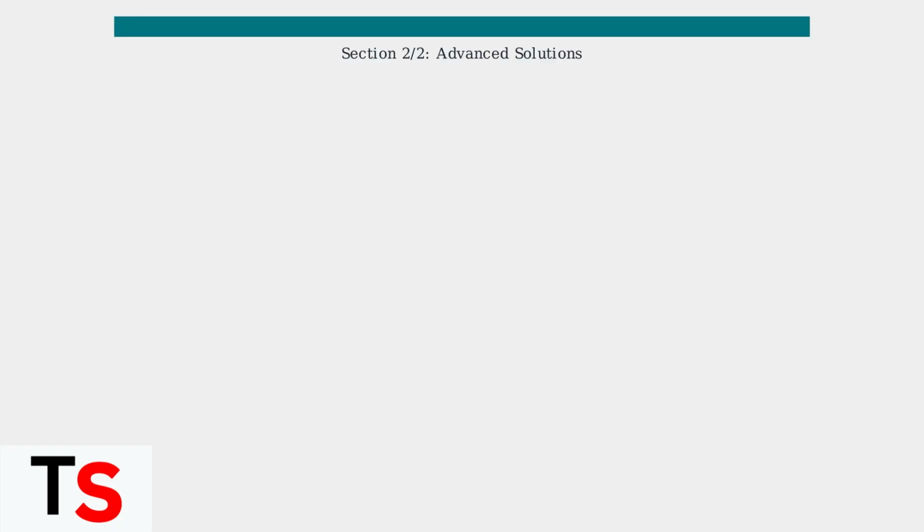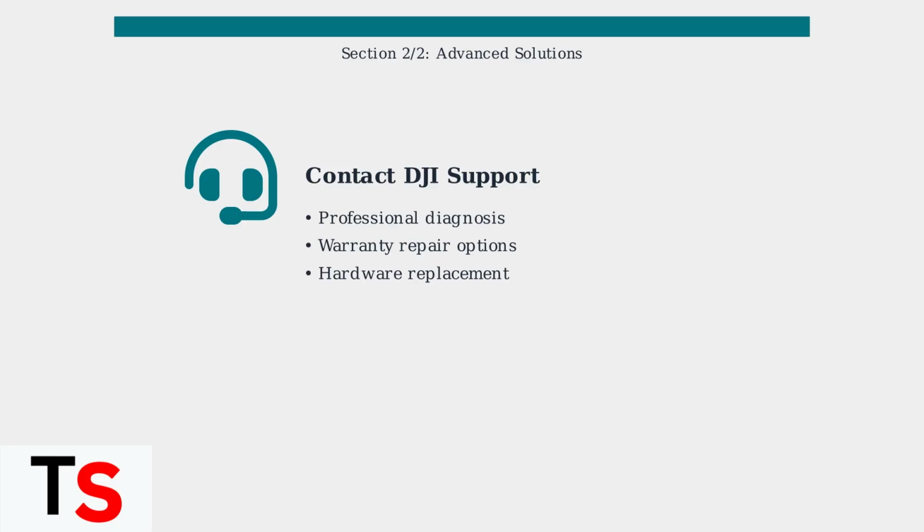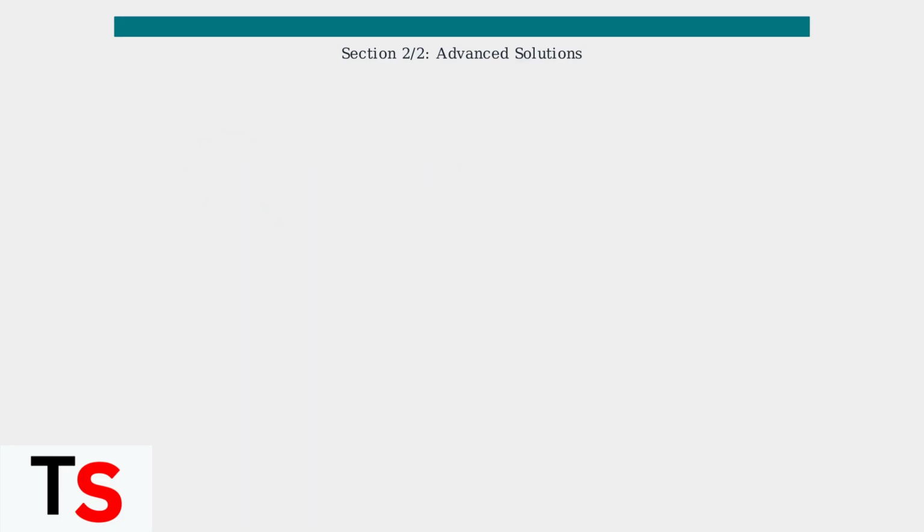When basic troubleshooting steps don't resolve your charging issues, it's time to explore advanced solutions and learn how to maximize your Osmo Mobile 7P's battery life. If all troubleshooting steps fail, contact DJI support for professional diagnosis and repair options, especially if your device is still under warranty. Now let's explore proven strategies to extend your Osmo Mobile 7P's battery life and get the most out of each charge.